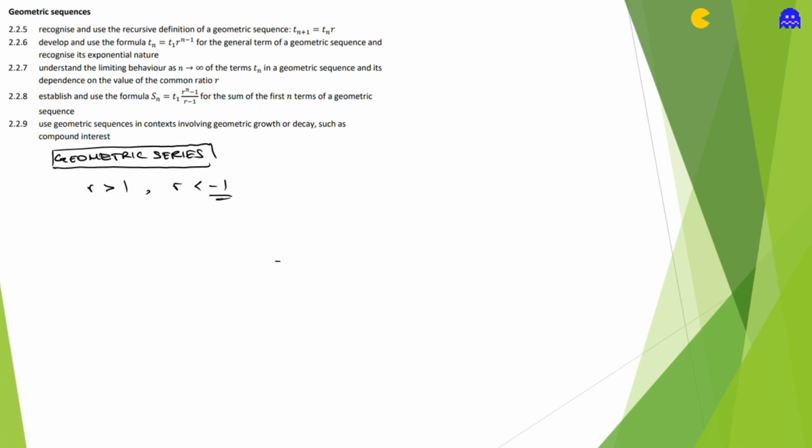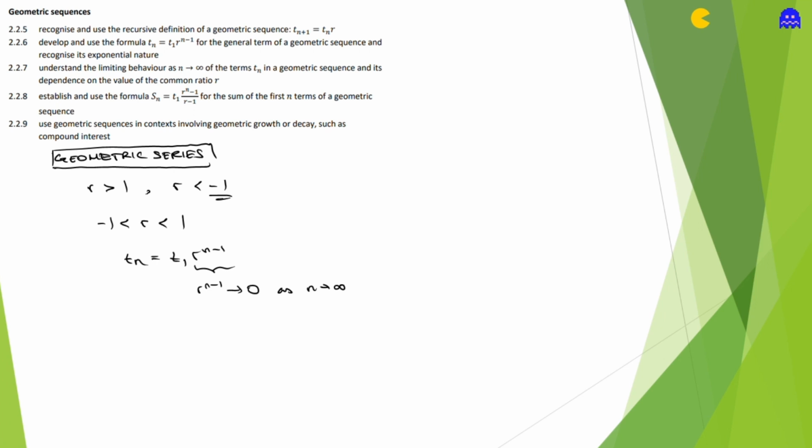However, if we have a geometric sequence or series with values between negative 1 and 1, what happens here, as we successively add more terms, we have our initial term t1, we have r to the n minus 1, and if we consider this r as being less than 1 and greater than negative 1, we know that as we raise it to steadily higher powers of n, this is going to tend towards 0. So r to the n minus 1 will tend towards 0 as n tends towards infinity.